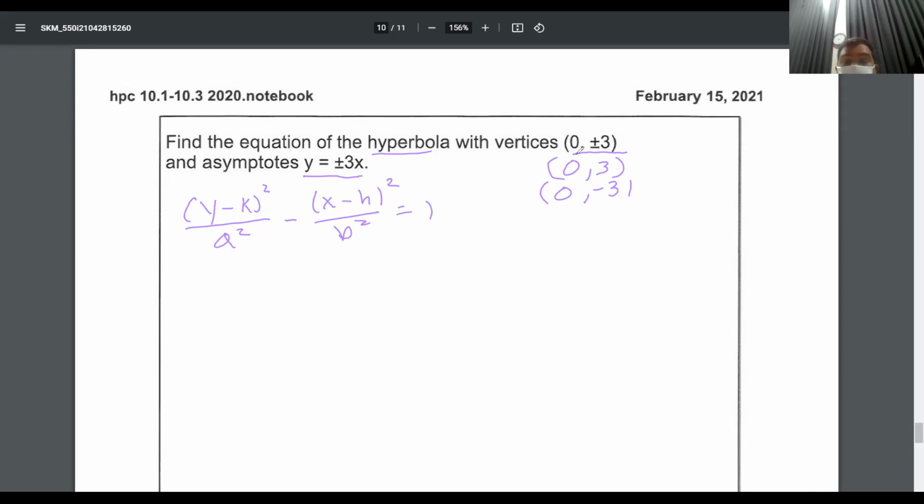All right. We should know our vertices are the same distance above and below the center. So what is the center in this case? If it's between 3 and -3, it should be (0, 0). So we know the center is 0, 0, h, k. The center, however you want to label that, is (0, 0).